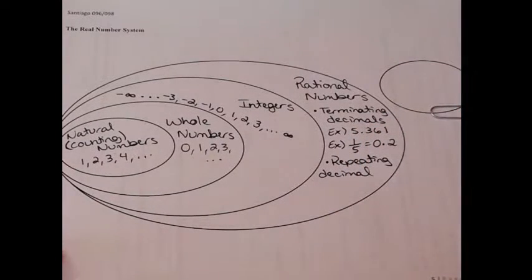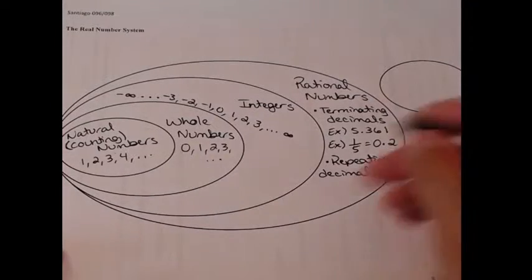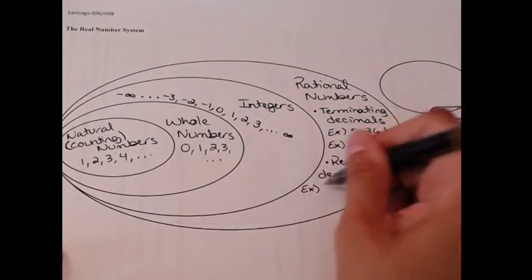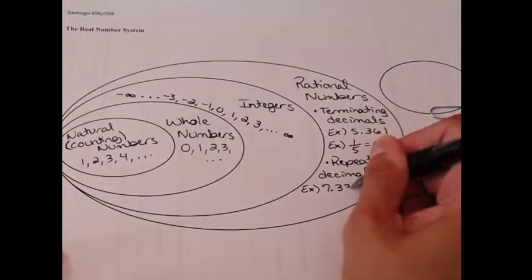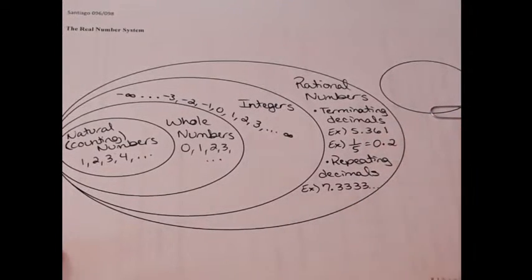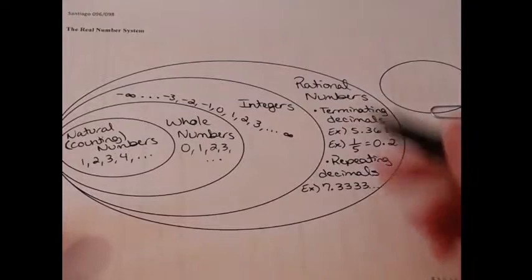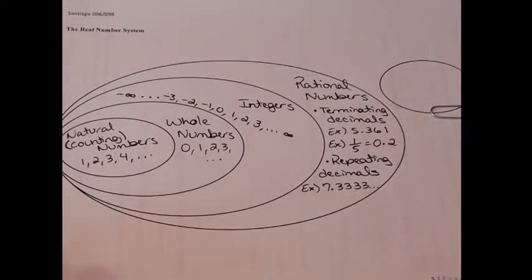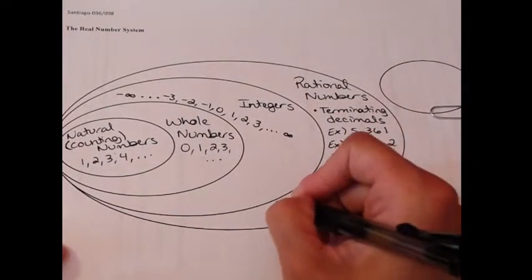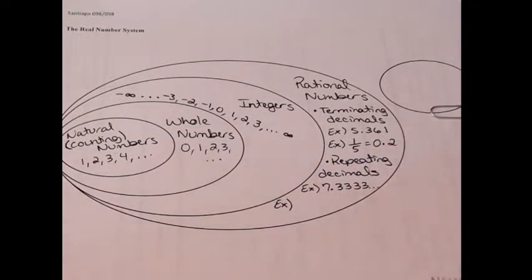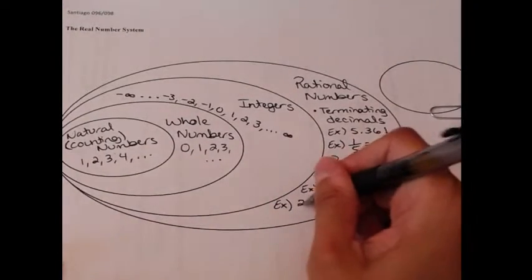Okay, so repeating decimals are also rational. An example of that might be 7.33333 repeating, right? It's rational. It repeats. We can kind of see that it makes sense. Think of rational like a person. Sometimes it's helpful to think that way. Or another example, based on what we've learned in a previous class, is something like, I don't know, 21/99.